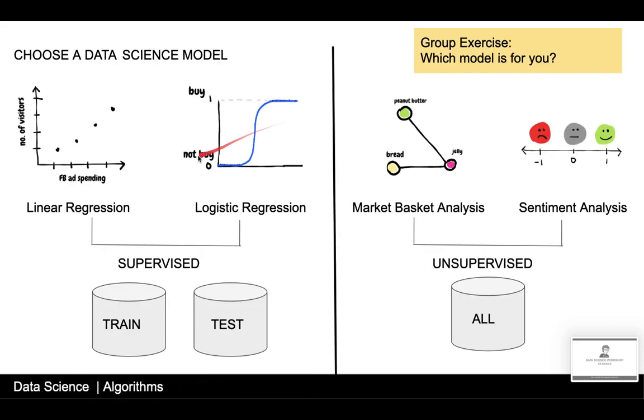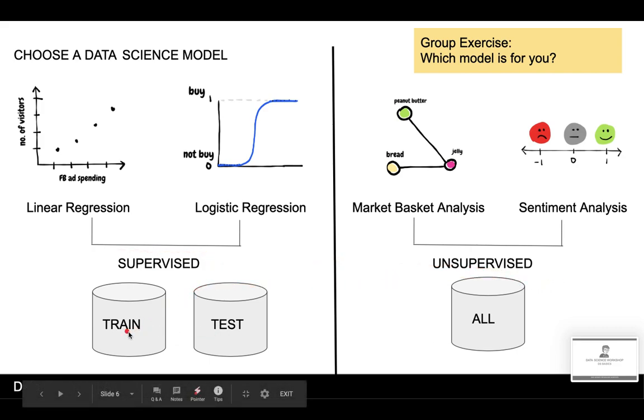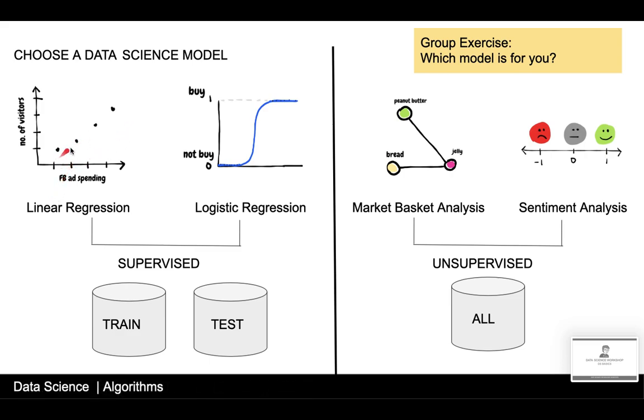Next is choosing a data science model. So we have supervised and unsupervised. For supervised, you need to split the data into train and test. And you can use a linear regressor for continuous variables. For example, Facebook ad spending, which is continuous, and the number of visitors, which is also continuous. If you don't want to use this, you can go for classifiers of 1 or 0. If you want to classify something, you can go for logistic regression.